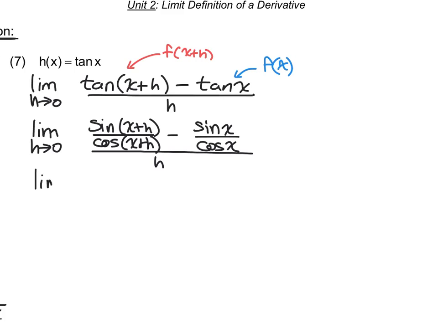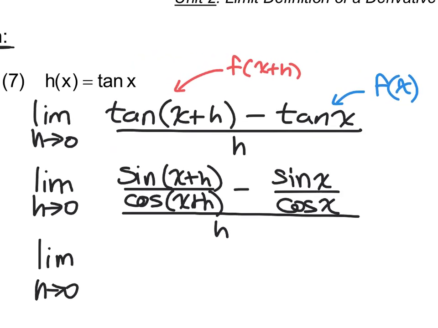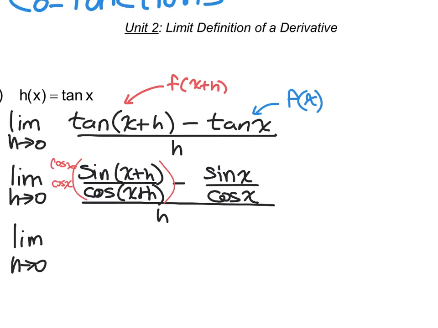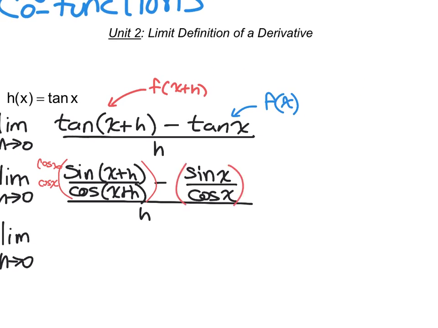So limit as h approaches 0. Now, we could expand this sine of x plus h, cosine x plus h, but that's going to be a nightmare. You could try it if you like nightmares. I don't recommend it. We do see 2 fractions that are being subtracted. Logically, getting a common denominator should make a little bit of sense. So I would multiply top and bottom by cosine x, and then top and bottom of this bad boy over here.